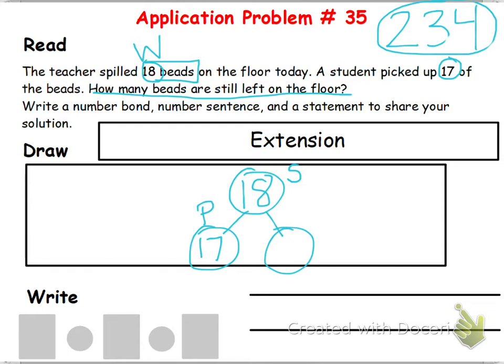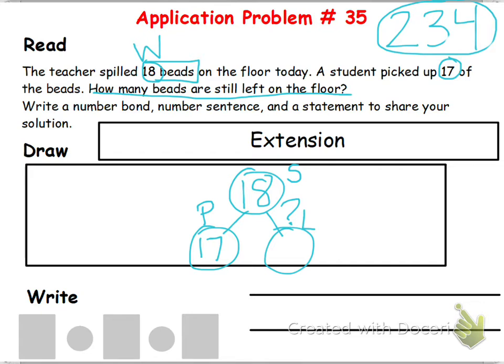The part that we don't know, put a question mark. This is how many are left. So I'm putting an L for left. It's always good to put a little label. This just reminds us what each part is for in the word problem or the whole. Okay, so we have to figure out how many were left. Well, let's look at this. 17 they picked up. It was 18 and it was 17 that was picked up. Okay, now we can write a number sentence.